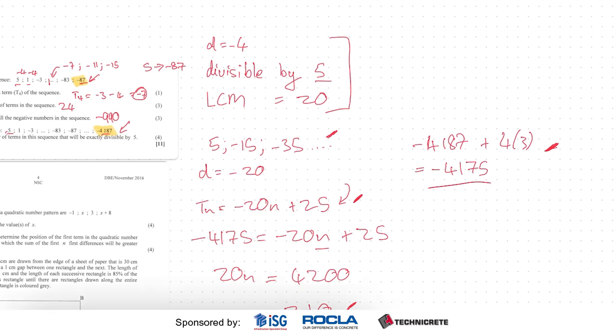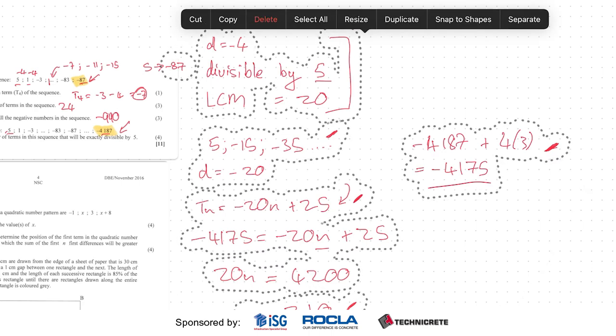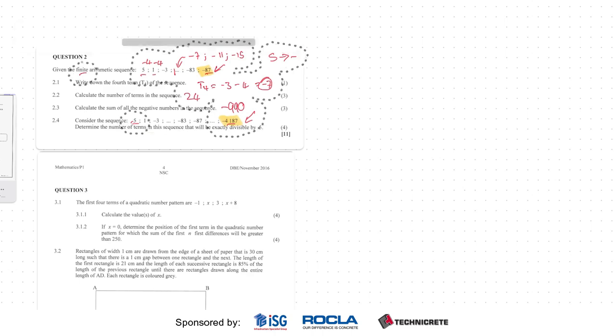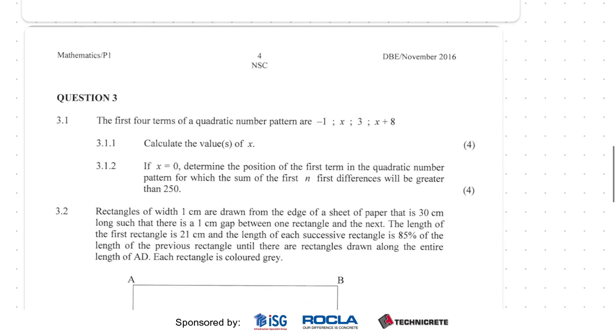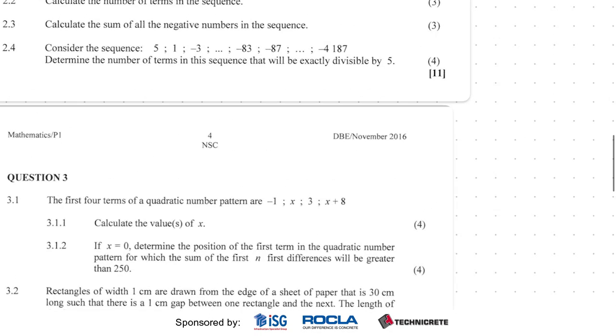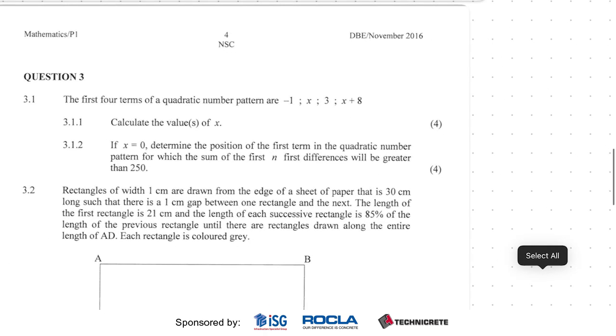The other ways involve inequalities and setting up a whole bunch of equations to try and get things to make sense. It's a lot more complicated. But okay, that was question 2. So 11 marks in the bag. Nice. Let's have a look at question 3 and see what we can do with question 3.